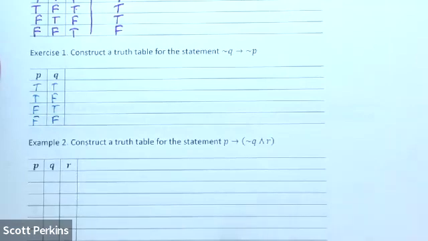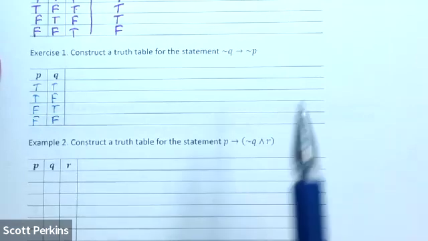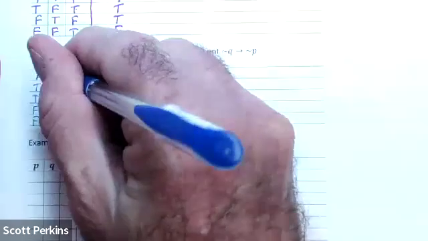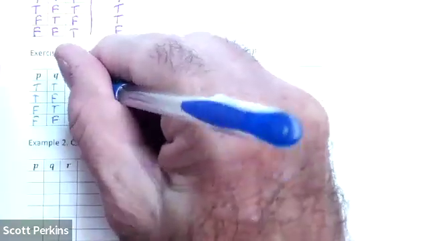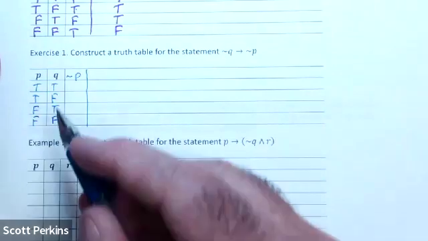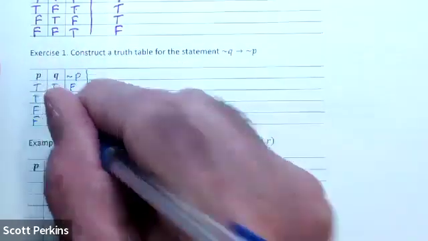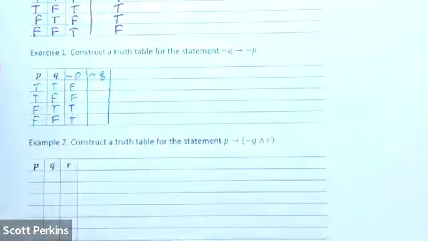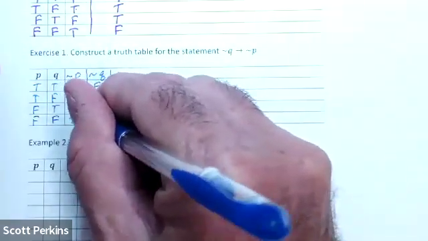So I'm just going to go through what I would normally do. I've got some squigglies here, so I'm going to do a column for squiggly P. If you did the column for squiggly Q first, that is perfectly legitimate. There's no better or worse order to do these two things in. So squiggly P is going to be false, false, true, true. Then I need a column for squiggly Q. So squiggly Q is going to be false, true, false, true.